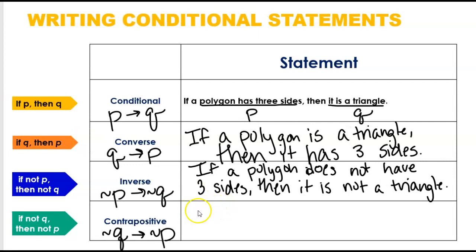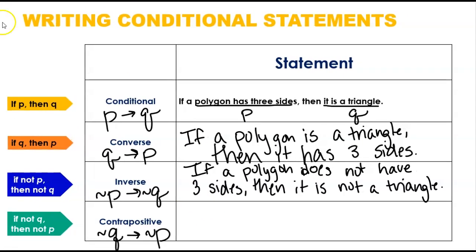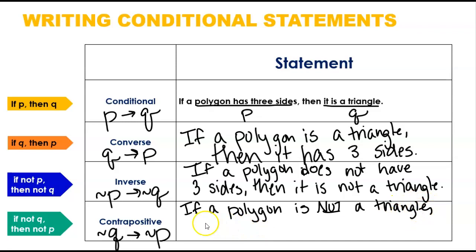So we can go back and look at our converse statement, which was, if a polygon is a triangle, then it has 3 sides. So we can say, if a polygon is not a triangle, then it does not have 3 sides.